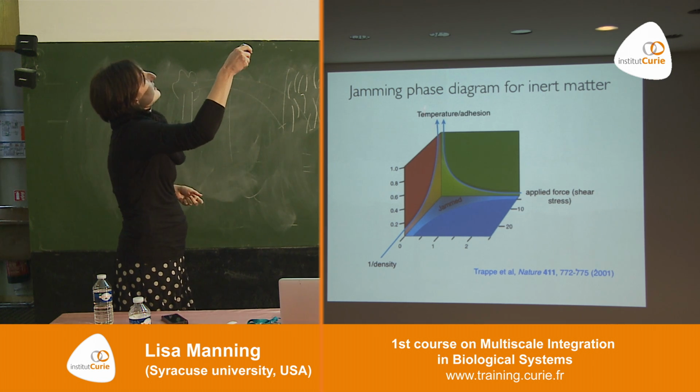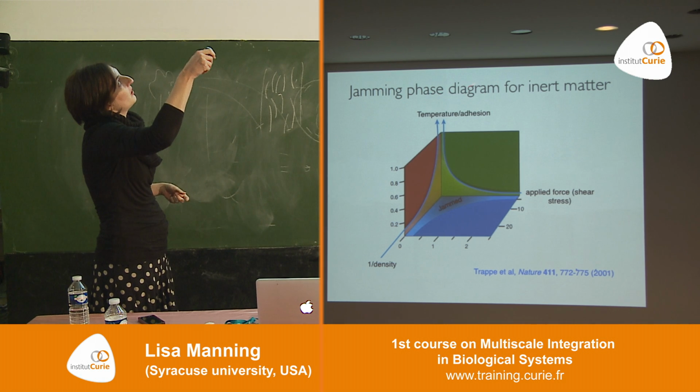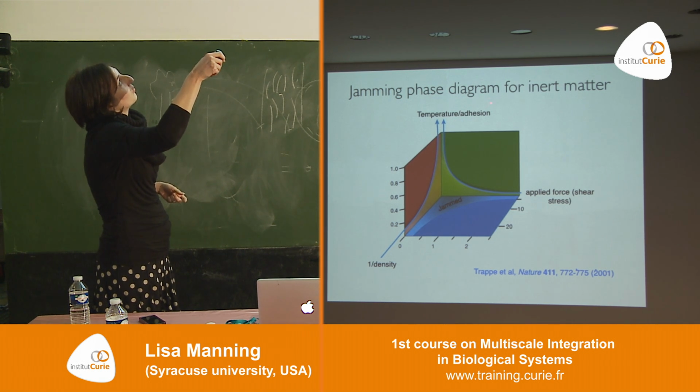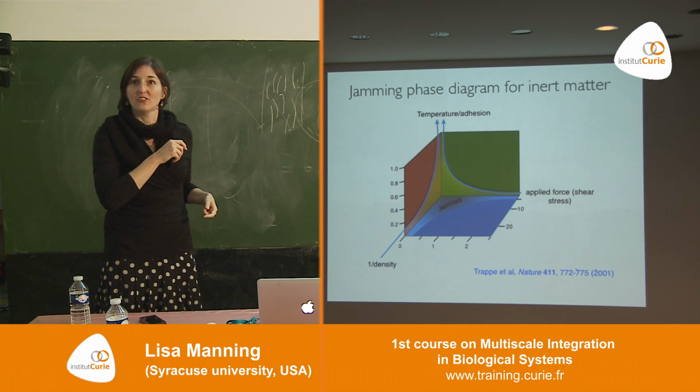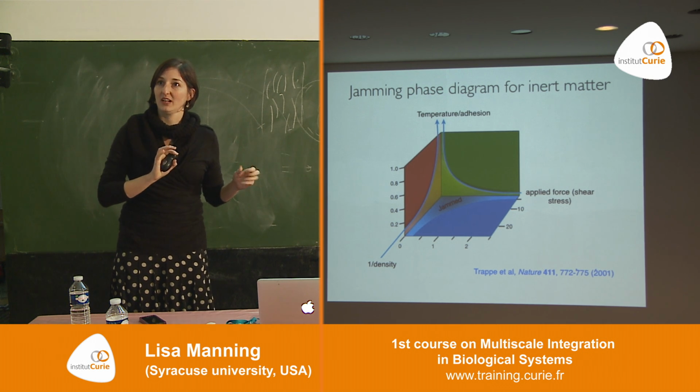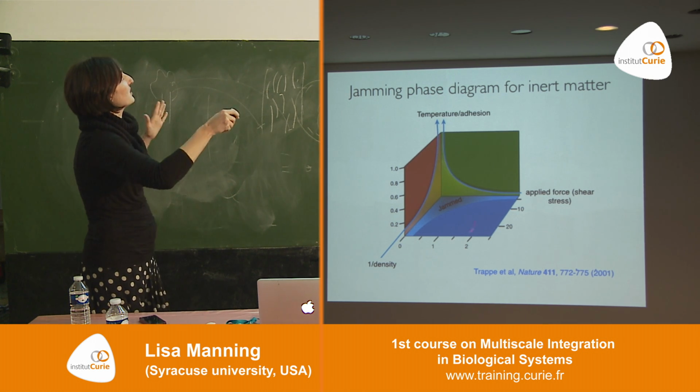So what this is saying is that, and it turns out actually that the right thing to do is put 1 over adhesion on this axis, and then as the adhesion increases, you get more jammed, okay? So that's just a statement of that fact, okay? So this is the picture in soft matter.